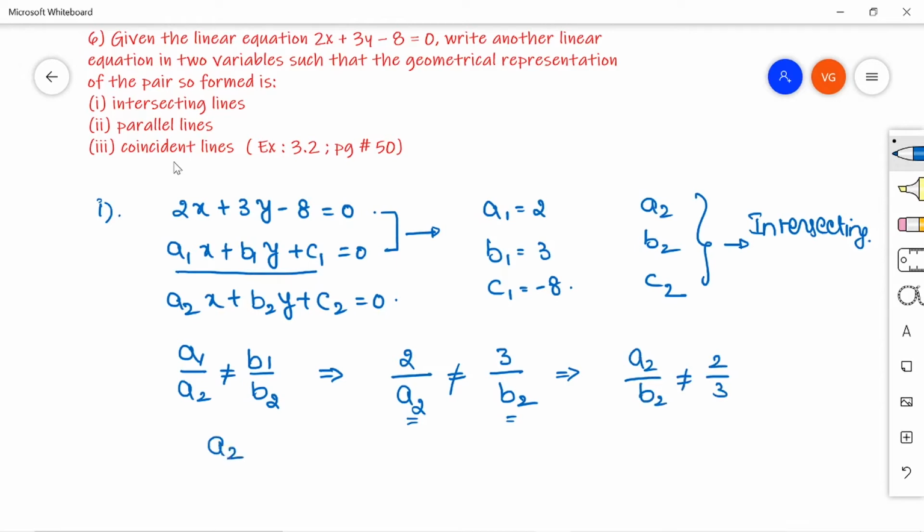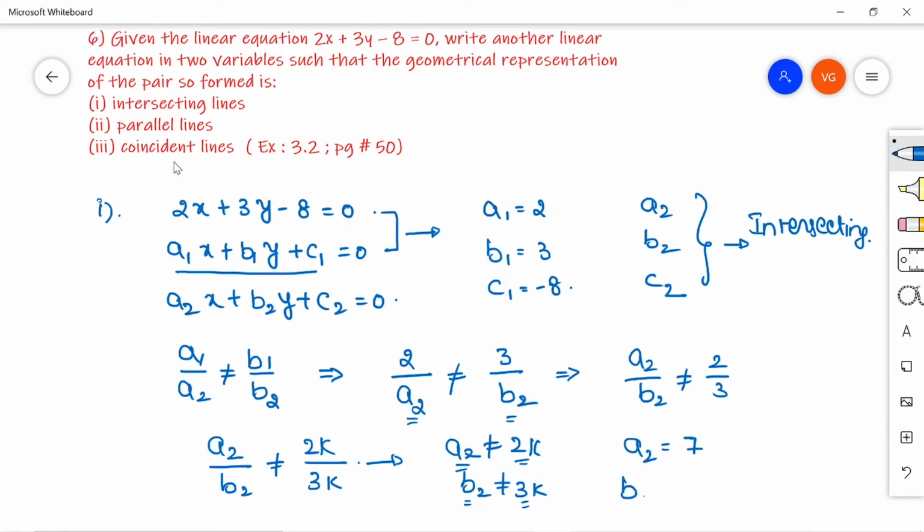So take a2 by b2 not equal to, suppose, 2k by 3k. That is, a2 should not be equal to 2k and b2 should not be equal to 3k. That is, a2 should not be a multiple of 2 and b2 should not be a multiple of 3. Suppose I take a2 is equal to 7. It is not of the form 2k. Then for b2 I will take 8. 8 is not a multiple of 3 and 7 is not a multiple of 2.